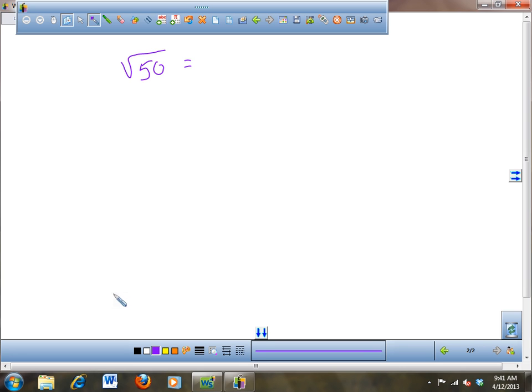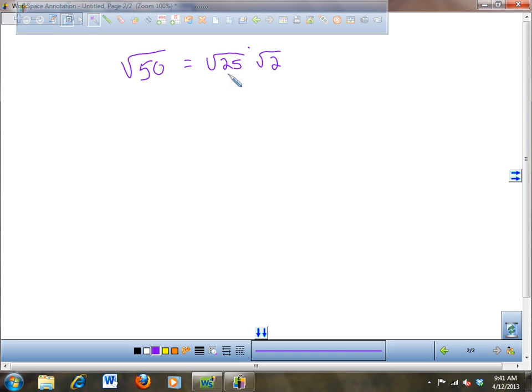What perfect square number is in the square root of 50? 2 times what? 25, right? So there's a 25 in there, and there's a 2 in there. What is the square root of 25? 5. So this square root of 50 can be written as 5 times the square root of 2.